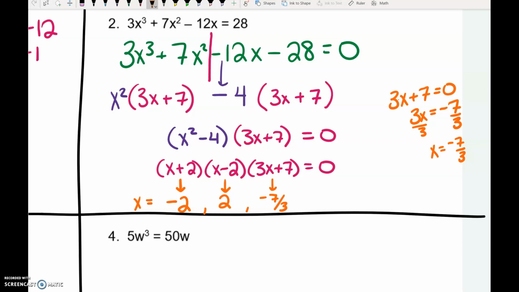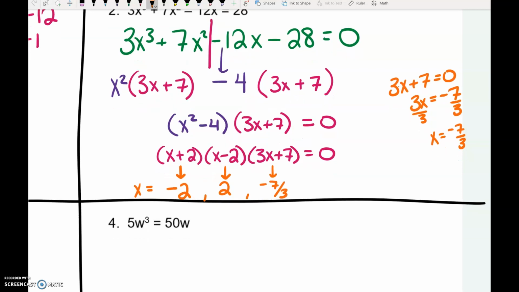And in Big Ideas Math, they like to have 3 separate fields. It doesn't matter which order you put them, but you have to put a -2 in one of them, a +2 in one of them, and then -7/3 in the other one. Number 3 is very, very similar to number 2. So if you want to do number 3 on your own, you may. But let's go to number 4.